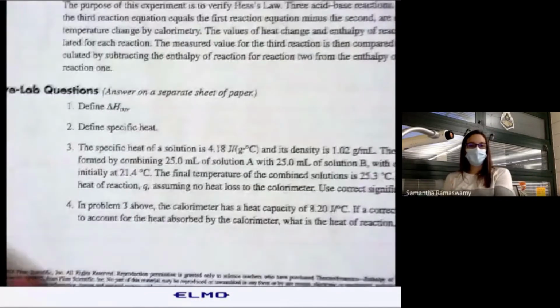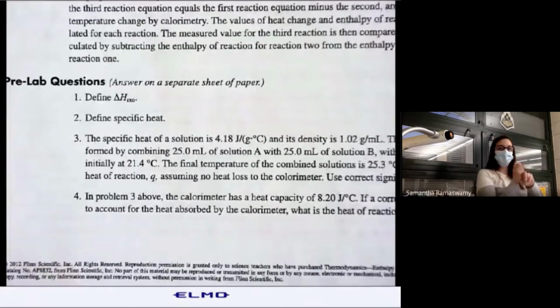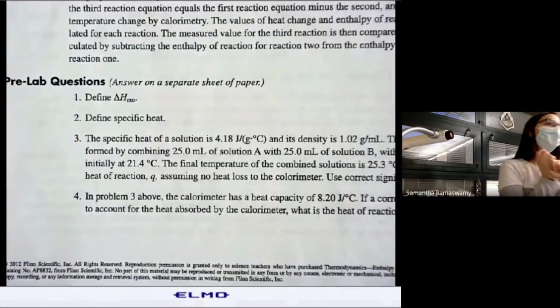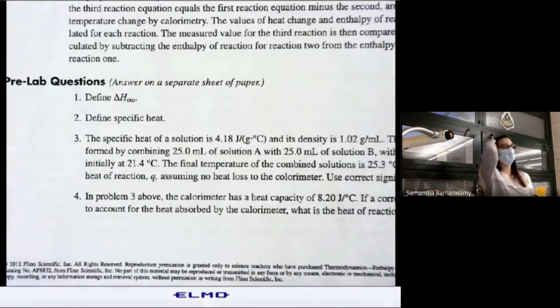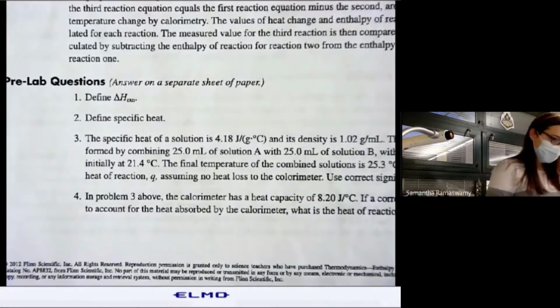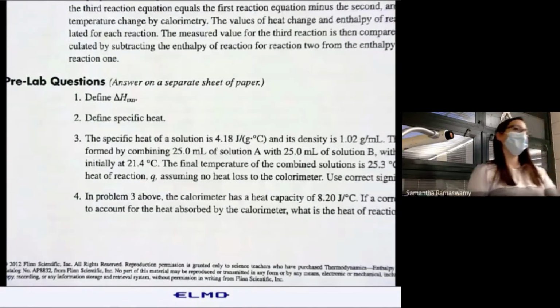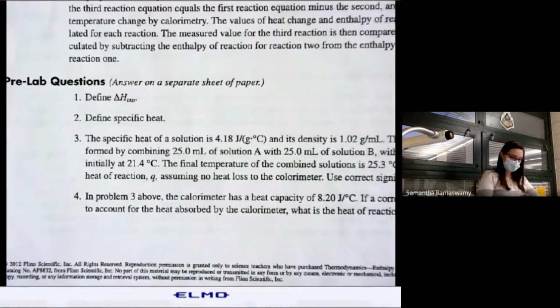Okay, so what we're actually going to do is go through the pre-lab questions together. So you can double check your pre-lab questions and transfer them into your lab notebook if you haven't yet. And then we're also going to set up the data and observation section together because there are lots of data tables. So we'll actually set up the data and observation section together.